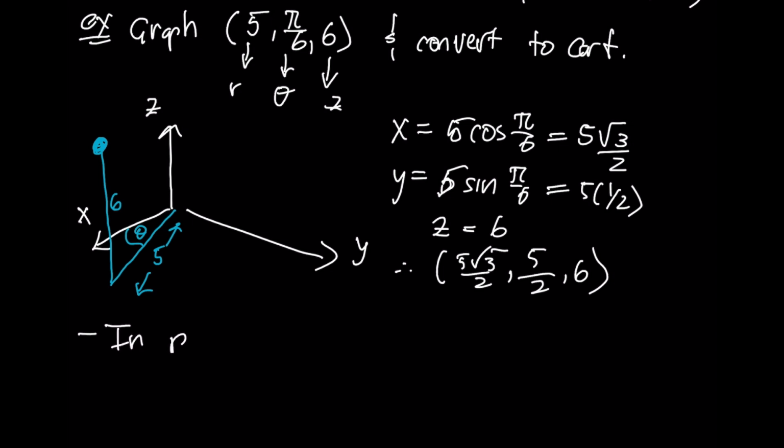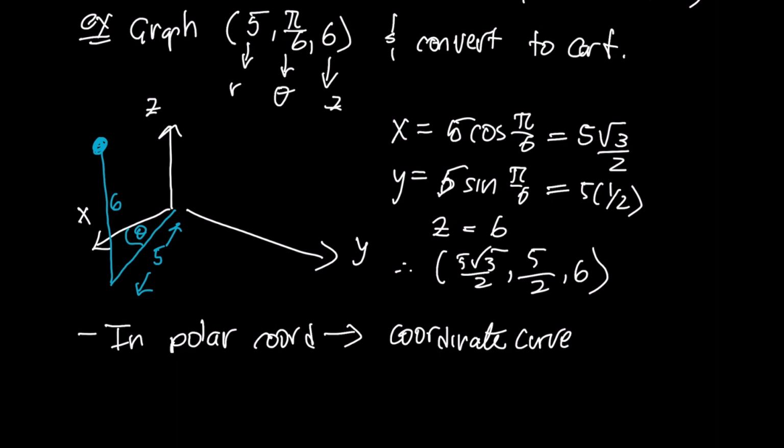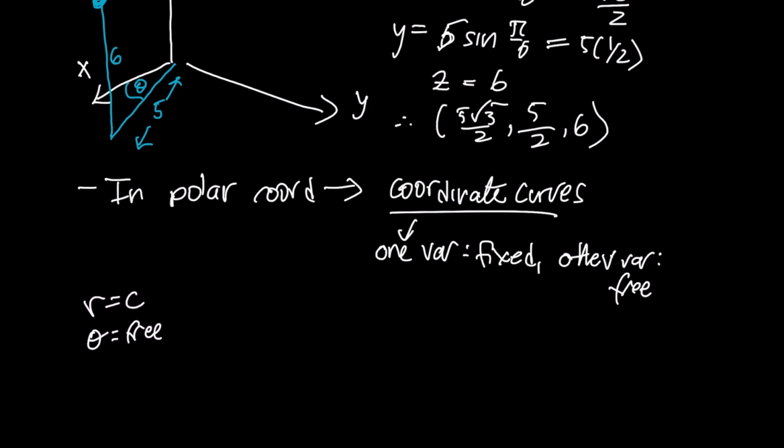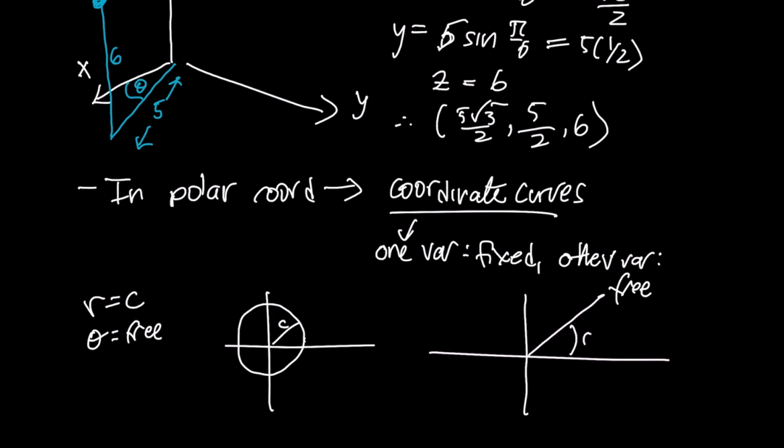Now, in polar coordinates, we have something called coordinate curves. And you can think of these as the basic building blocks of describing curves in this system. So in a coordinate curve, you hold one of the variables fixed, and then the other variable is free. For example, r is constant and theta is free. What that produces in R2 is a circle because your radius must always be at this fixed value, but the angle could be whatever it wants. If you fix your angle constant, then your radius will be free here. Remember that we were always going to be using a positive radius.